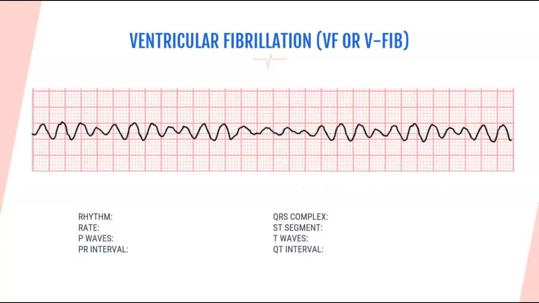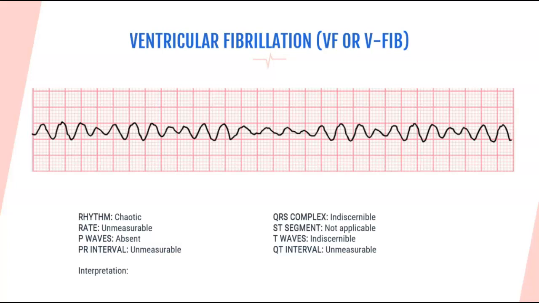Interpreting a strip of ventricular fibrillation, or V-fib, we can see that the rhythm is chaotic. The rate is unmeasurable because we're not having complete beats of the ventricle. They're just quivering. Our P waves are absent. Our PR interval is unmeasurable. Our QRS complex is indiscernible. Our ST segment is not applicable because we don't have P waves. T waves are indiscernible, and our QT interval is unmeasurable.